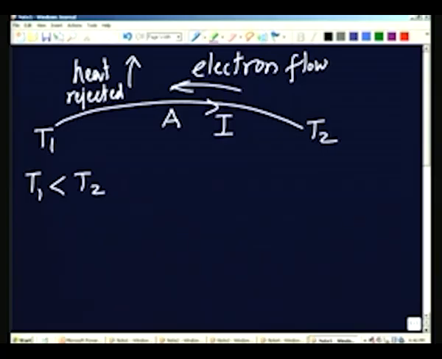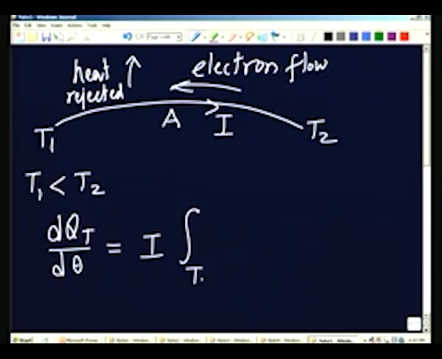So, in this case, we will say that the heat rejection dq Thomson divided by d theta depends on the entire length of this conductor. It is an integrated effect over the length of the conductor. So, I will say this is equal to I times the integral from T1 to T2 or T2 to T1 of some coefficient which I will call sigma A, which is a characteristic of the material of the wire A, and this is called the Thomson coefficient. I will call this equation 2.